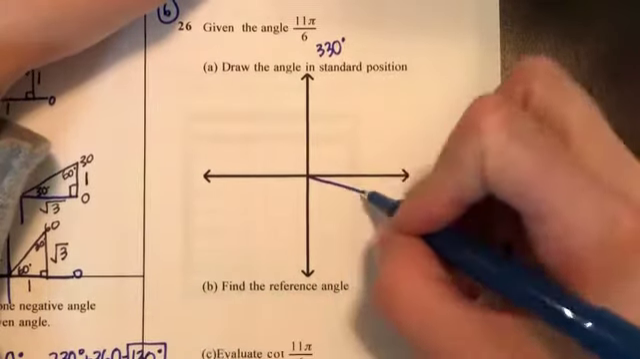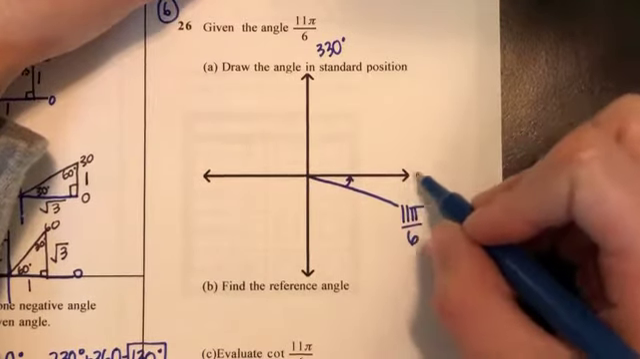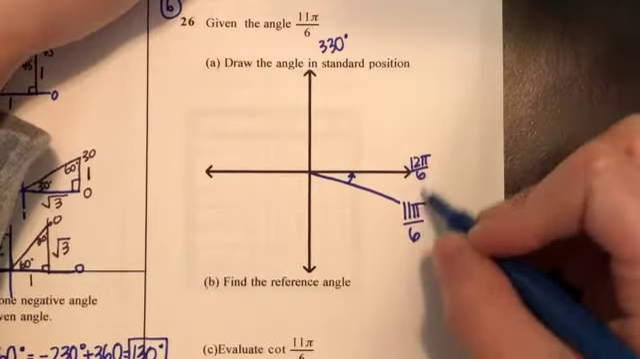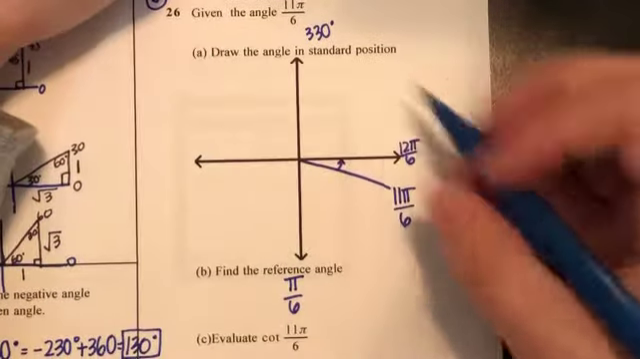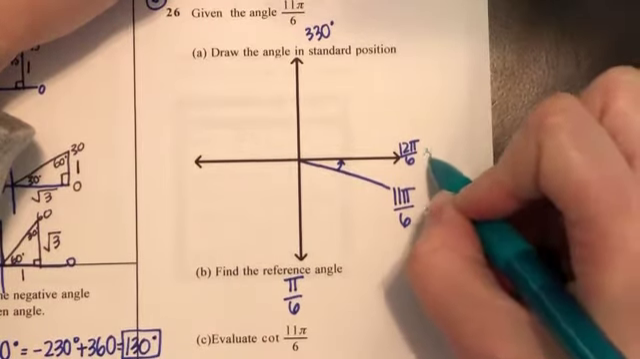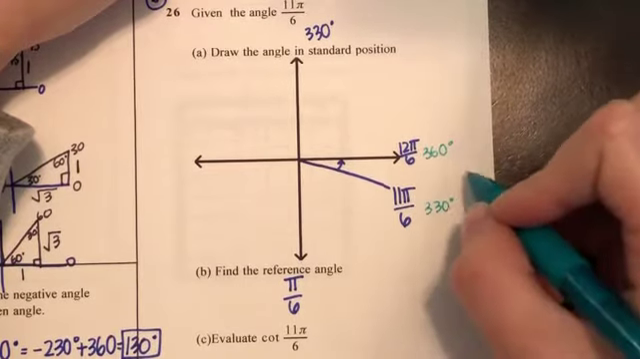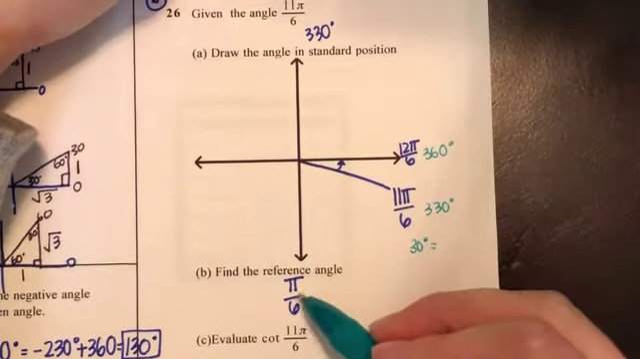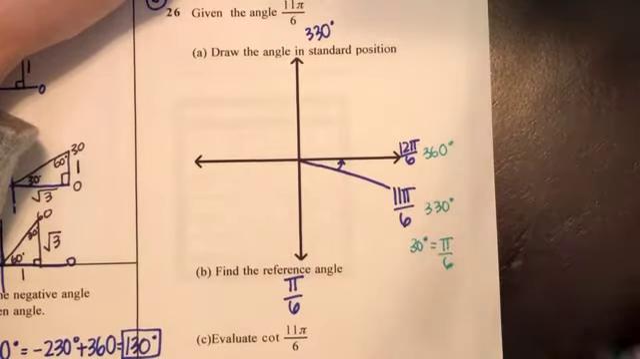Part B, finding the reference angle, is the distance to the x-axis, or the angle always created with the x-axis. So if you look at your unit circle, this is 2 pi or 12 pi over 6. So the difference between those is pi over 6. Or if you want to think about it in degrees, 11 pi over 6 is 330 degrees, and then this would be 360. The difference between them is 30 degrees. We would have to give our answer in radians, since they provided the angle in radians, so 30 degrees is pi over 6.